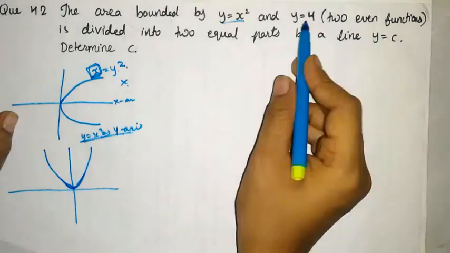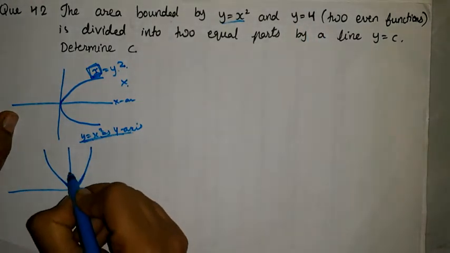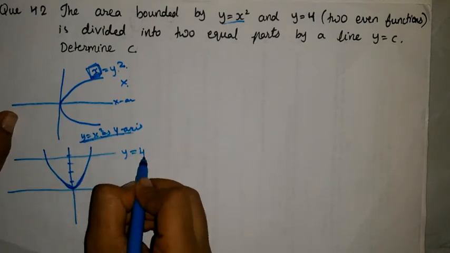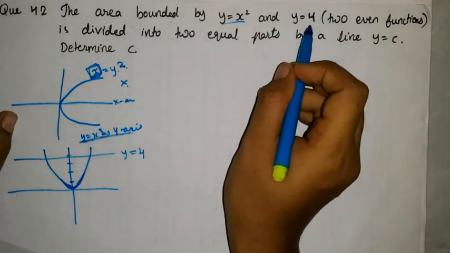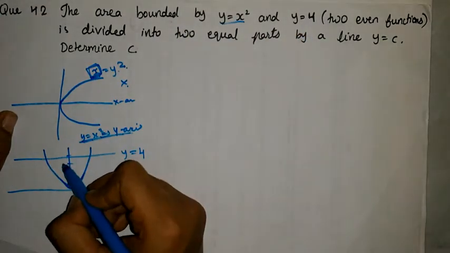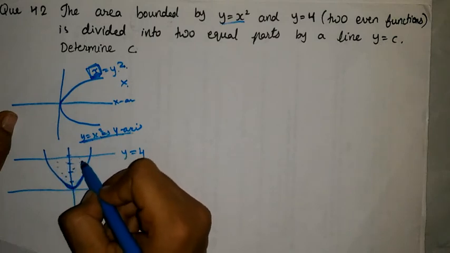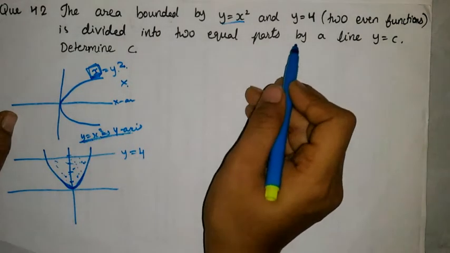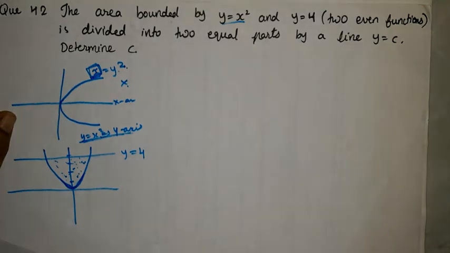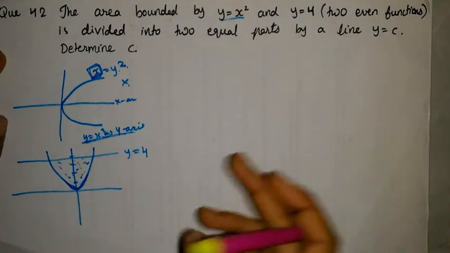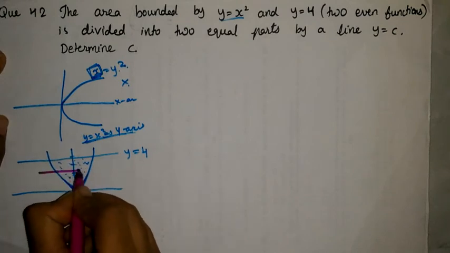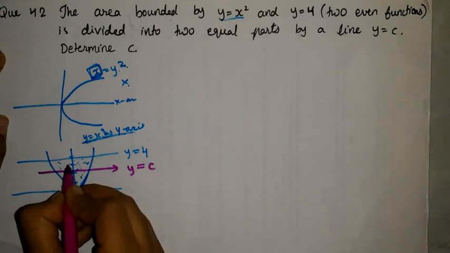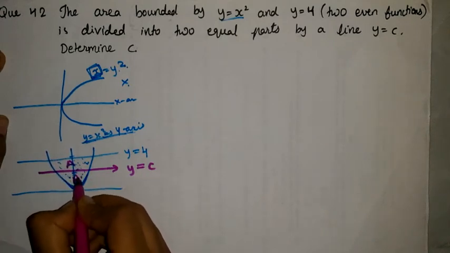Now y is equal to 4 is given. Let this be y is equal to 1, 2, 3, 4. We are given y is equal to 4, and we have to find the bounded area. This is the bounded area. I hope you can see this bounded area. It is divided into two equal parts by a line y is equal to c. Let's assume this is the line y is equal to c, such that the area here is equal to the area here.